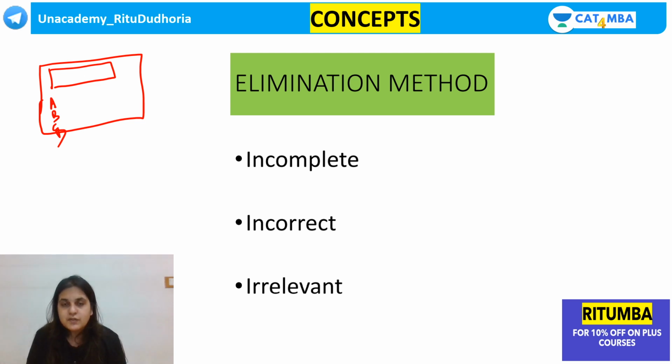Now, what is the importance of this question type? Very important, because you can expect 3 to 4 questions from para summary, or author's position, or you can call it essence of the text. So it's a very important question type.